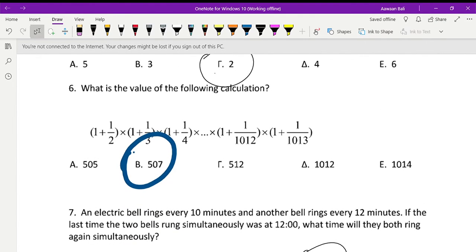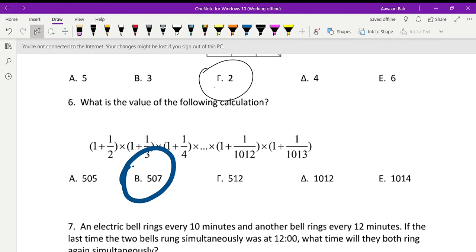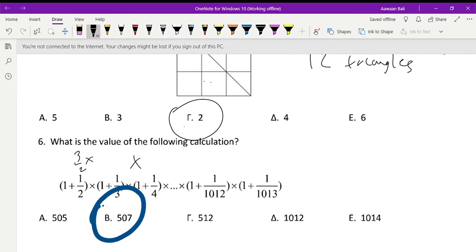What is the value of the following calculation? When you're doing multiplication, you can cancel easily. So basically, 1 and 1 upon 2. If you simplify that into an improper fraction by saying 1 is 2 upon 2, so 2 upon 2 plus 1 upon 2 is 3 upon 2. So 3 upon 2 times 4 upon 3 times 4 upon 3 times 5 upon 4, all the way to 1004 upon 1003.